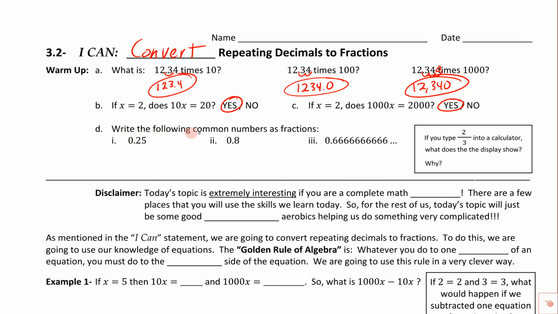So write the following common numbers as fractions. Hopefully you recognize this one as 1/4. So that one's pretty easy. It's just a terminating decimal, a very common number that we've come across. This one might be a little bit more challenging, but if you say it the right way, it's pretty easy. This is in the tenths place, so this is 8/10, and then you can reduce that to 4/5. This would be the best way to write it. And then 0.666, just continuing on and repeating forever, that is 2/3.